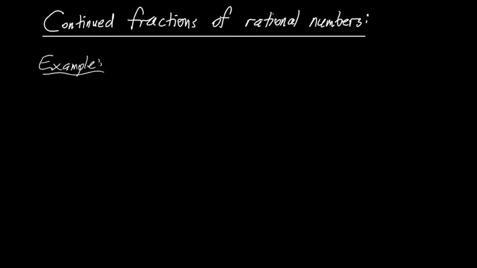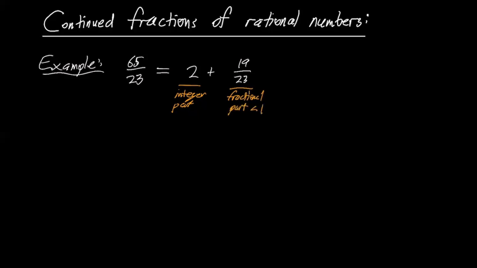So let's just start with something like 65 over 23. That's a rational number. It's in lowest terms. The denominator is prime and the numerator is not a multiple of 23. So it's in lowest terms, but it's one of these mixed fractions, right? It's actually between 2 and 3. So it's actually 2 plus, I think you'll find 19/23 if you find the remainder, the fractional part. So this is called the integer part, and this is the fractional part, which is less than 1, right?